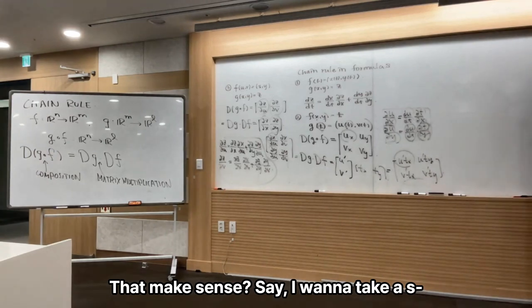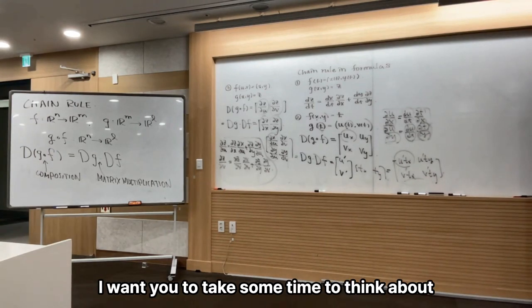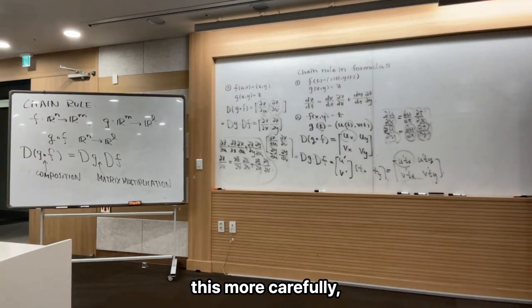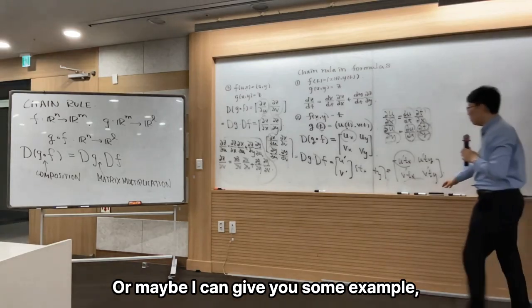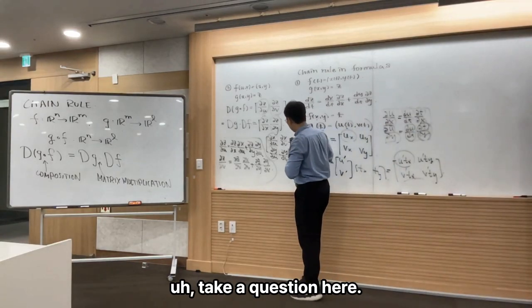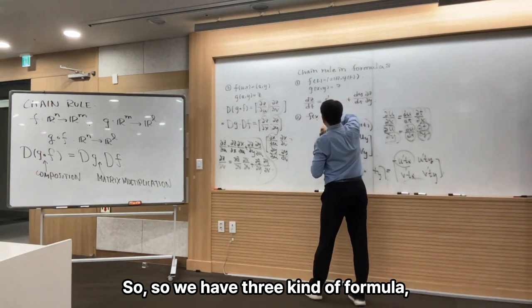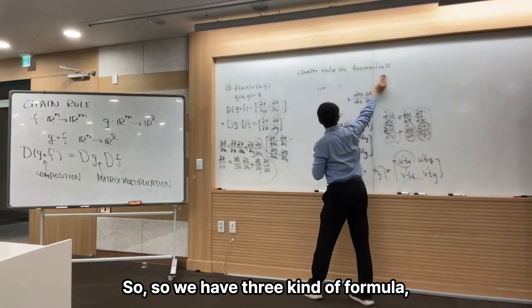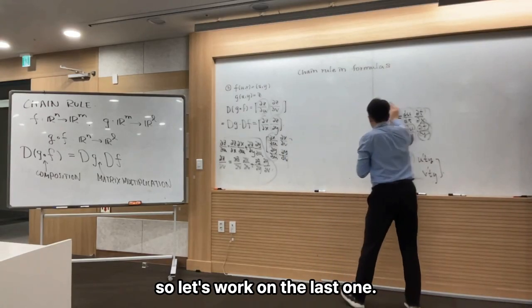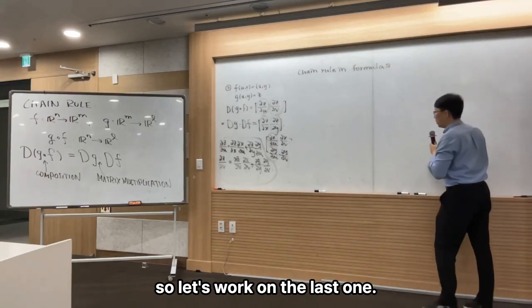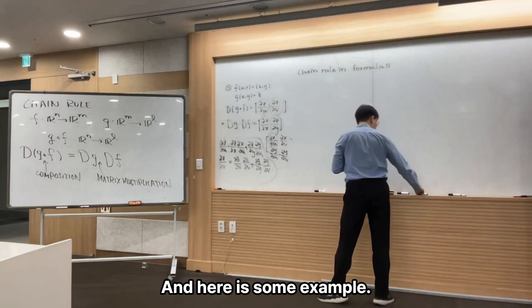That makes sense? I want you to take some time to think about this more carefully, and if you don't understand, maybe I can give you some examples and then take questions here. So we have three kinds of formula. Let's work on the last one. So here is the question. Here's some example.